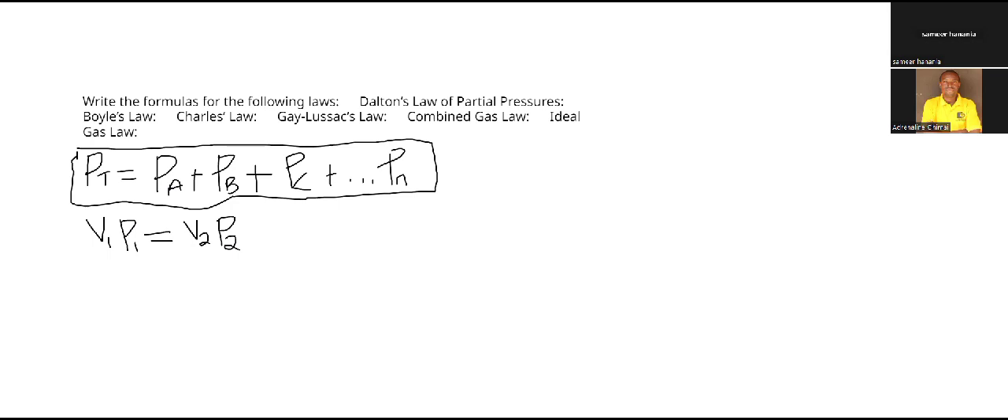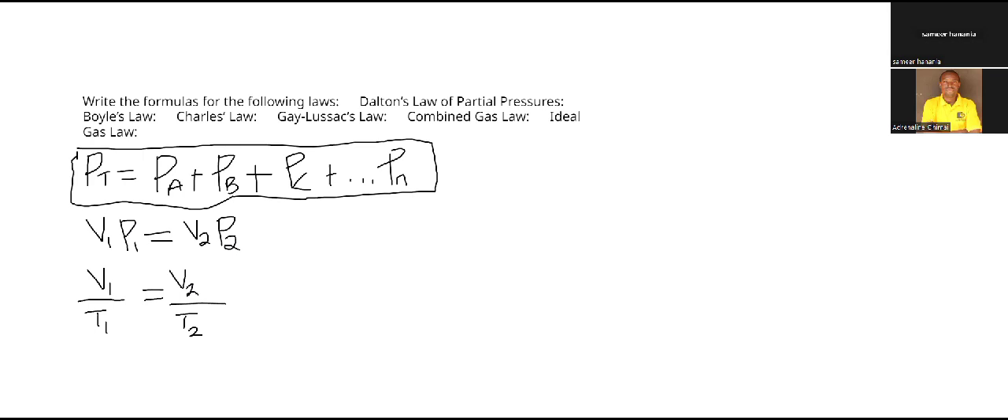Right, for Charles' law it is V1 over T1 equal to V2 over T2. V1 is initial volume, T1 is initial temperature in Kelvin, V2 is final volume, T2 is final temperature in Kelvin. Is that clear?